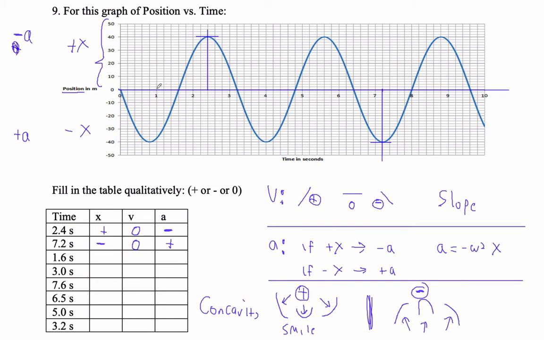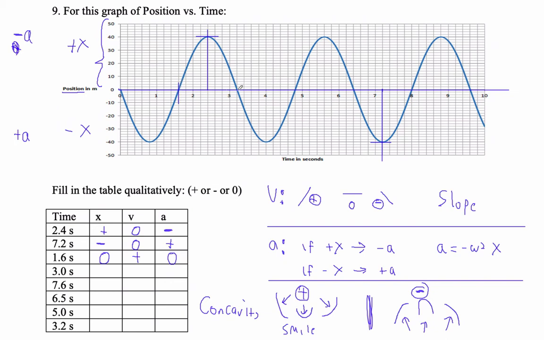All right, let's see. Where's 1.6? There. That's a special case too. We're going right through the origin, so x is zero, which means the acceleration is zero, because any constant times zero is zero. Our velocity, I think this is, by the way, a maximum. We don't need to check, but it's definitely a positive number. So zero position, zero acceleration, but maximum velocity.